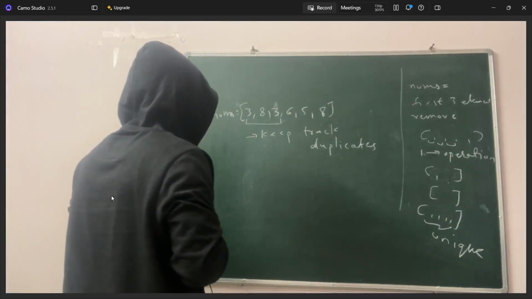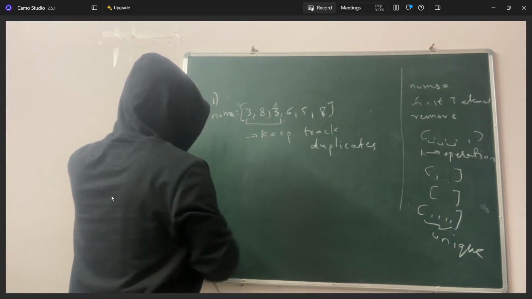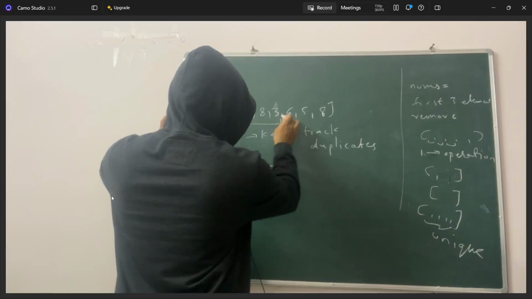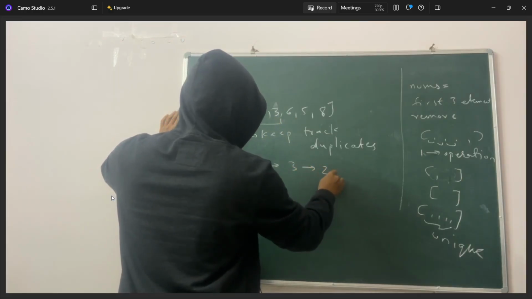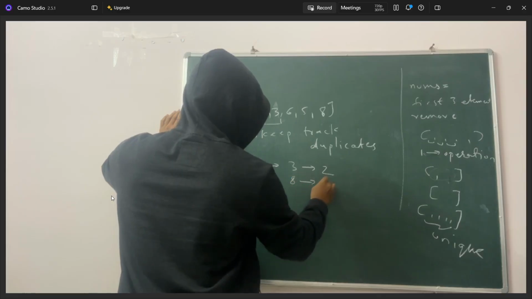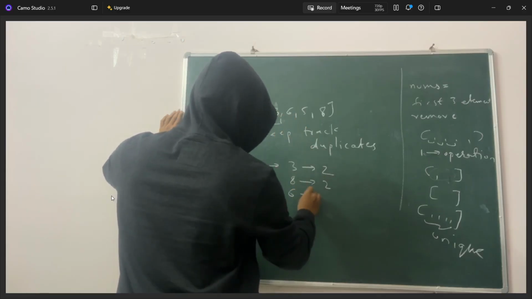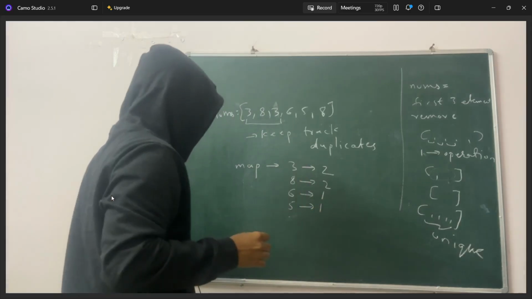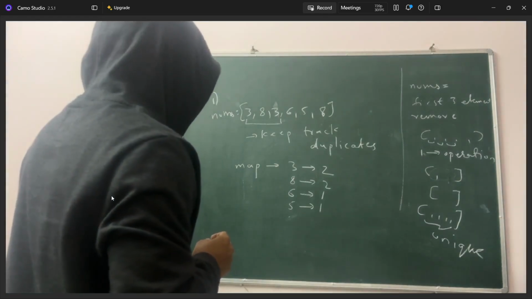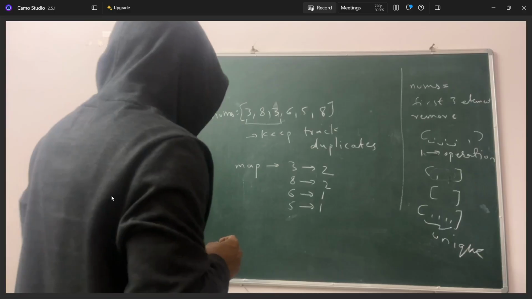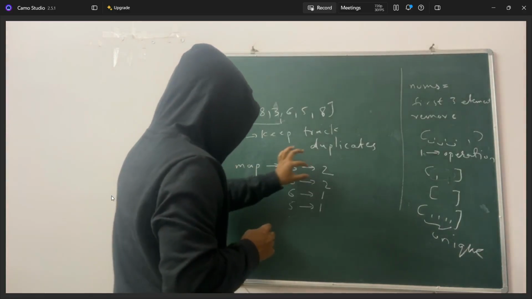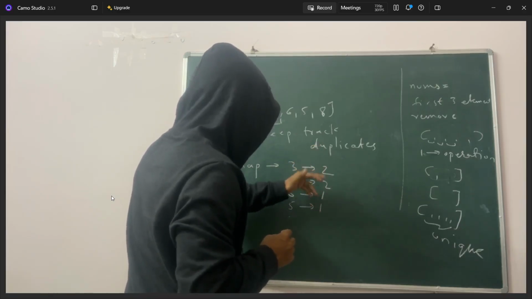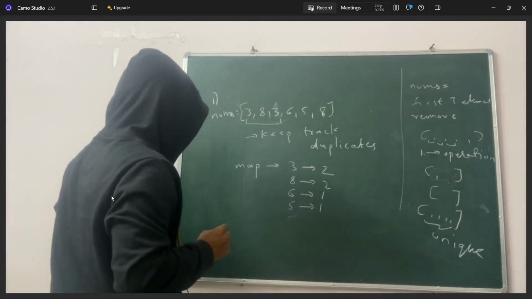So what I'll try to do is, in order to keep track of duplicates, I'll take one map in which I'll be storing key value pairs. 3 is 2 times, 8 is 2 times, 6 is 1 time, 5 is 1 time, 8 is a dup. So okay, we have these things. Now when you look at this map, you will have duplicates you have found: one is unique only, but more than one is a duplicate. So we need to perform the operation.